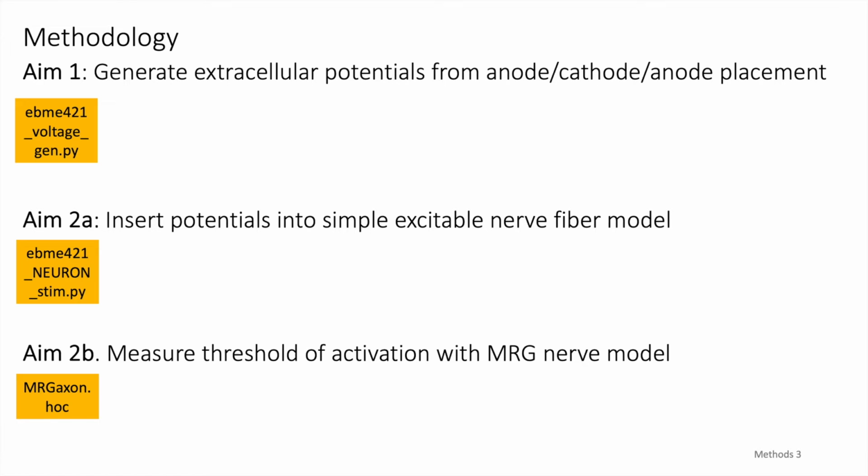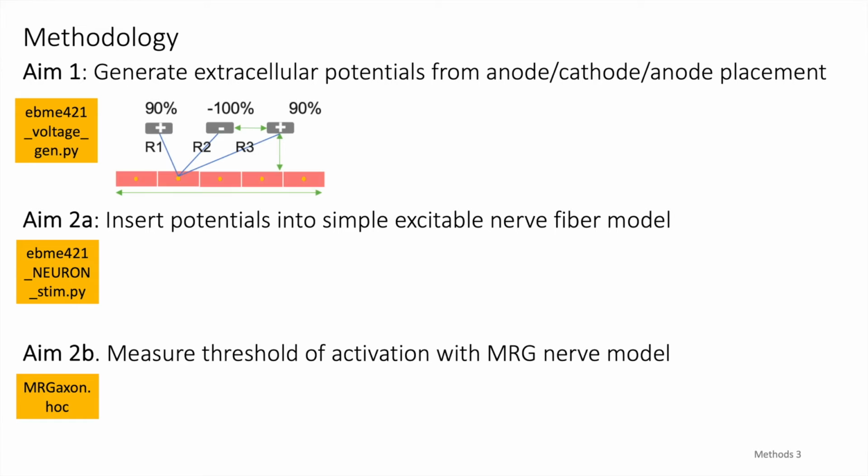So we attacked our problem with 2 different aims. The first aim was to generate extracellular potentials from various different anode-cathode arrangements. We used Python to generate a script to create these potentials for us. We could modify various different parameters, such as the distance between cathode and anode, distance from the nerve to the electrodes, and even the current percentages that we wanted to change between the cathode and the anodes.